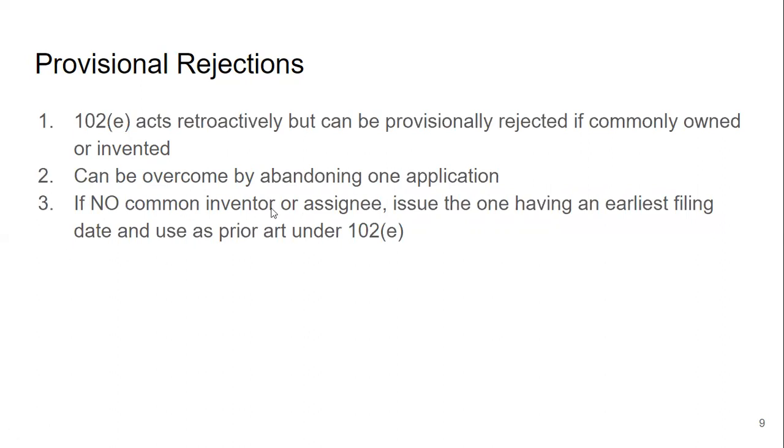But if there's no common inventor or assignee, then you issue the one having the earliest filing date, and then it's used as prior art under 102(e). So kind of to go into this a little bit further.